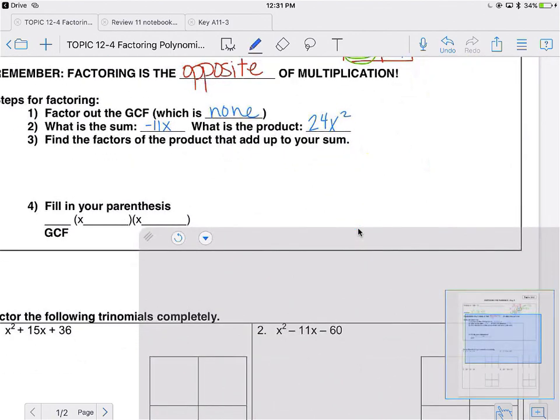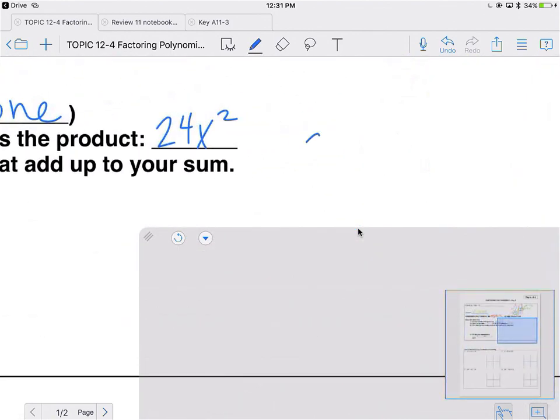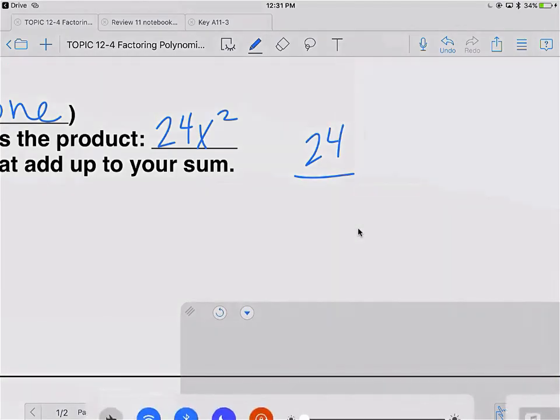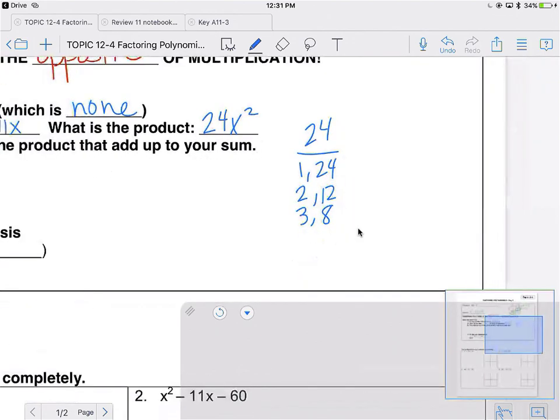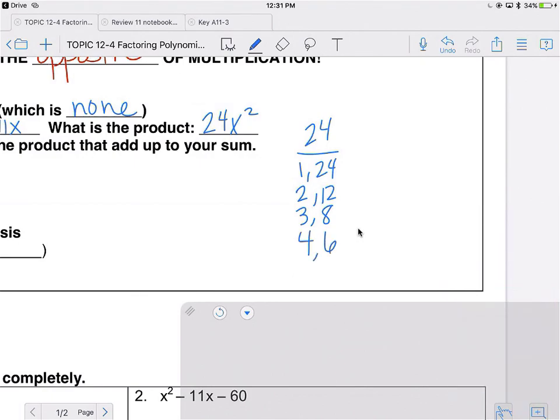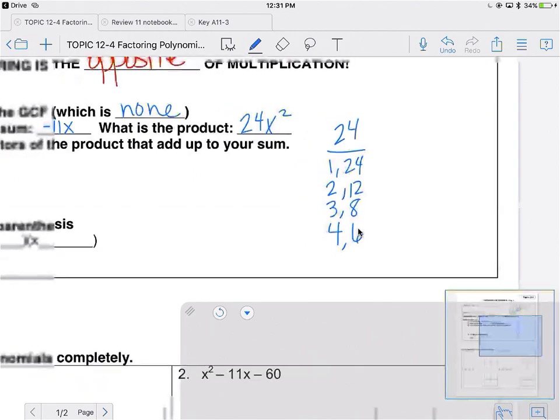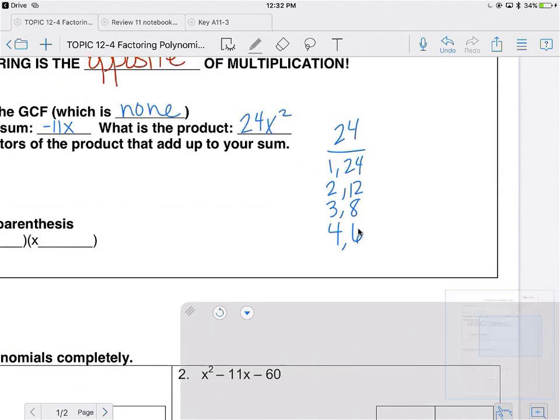In order to work backwards, we have to write out all of our factors of 24. So we have the numbers 1 and 24, 2 and 12, 3 and 8, 4 and 6. All of these numbers will multiply to be a product of 24. Now we also need there to be a sum of 11. So we need to figure out which of these will add to 11, or negative 11.